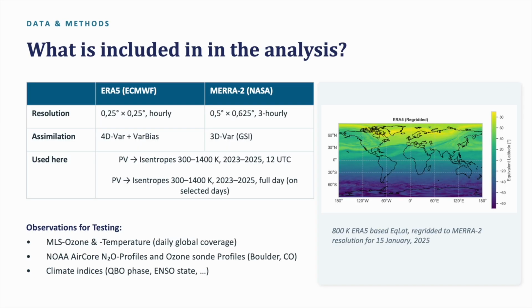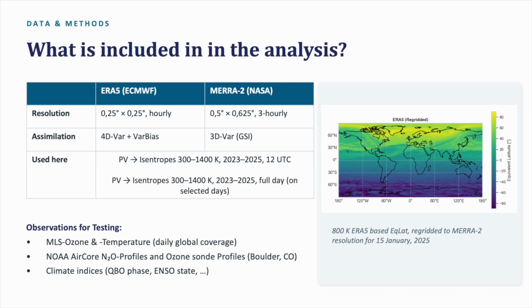This is a quick overview of the data which are used. As I said, we look at two different reanalysis products, ERA5 and ERA2, with slightly different resolution. ERA5 comes in at 0.25 by 0.25 degrees resolution, and ERA2 comes in at 0.5 by 0.625 and 3-hour resolution. There are slightly different assimilation methods. For the time period from 2023 to 2024, we look at 12 UTC PV fields from 300 to 1400 Kelvin, and for some selected days, we look at the full day PV fields.